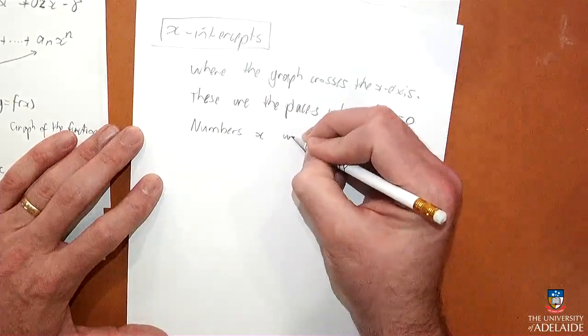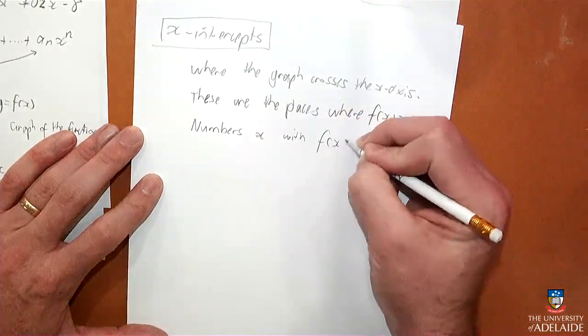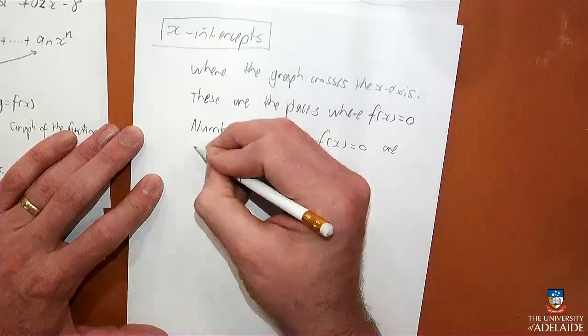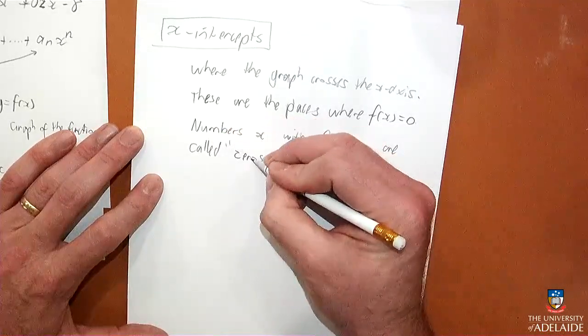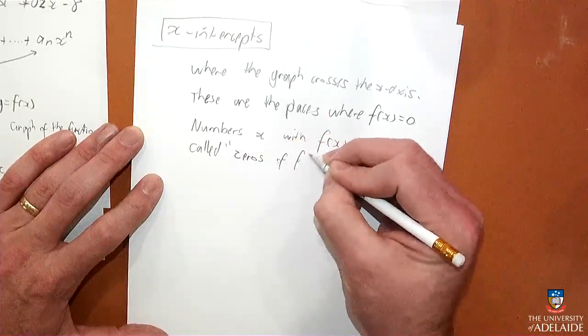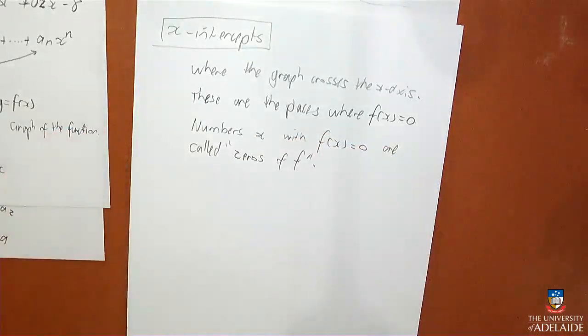The numbers x with f of x equals 0 are the zeros of f. And so you'll find that when people who teach mathematics talk about x-intercepts, sometimes they say zeros, sometimes they mean x-intercepts, and they really mean the same thing. It's just that zeros is talking about the function itself, the formula, and x-intercepts is talking about the graph.